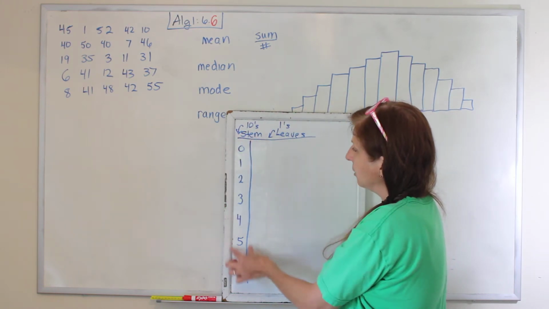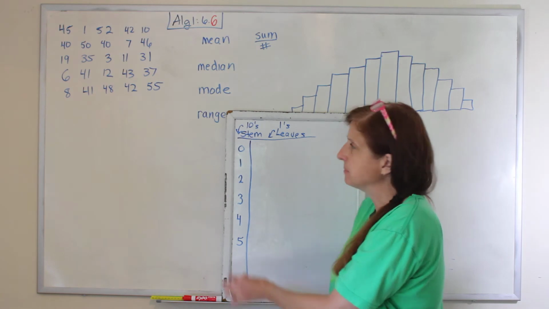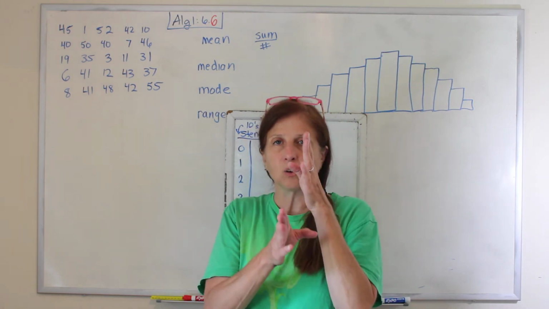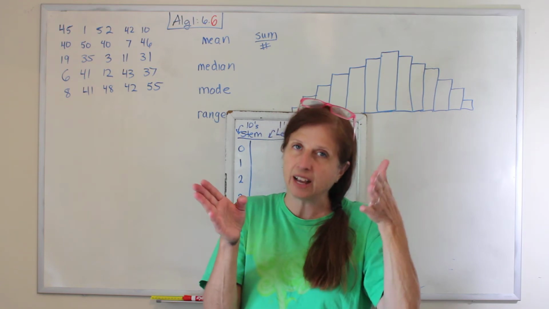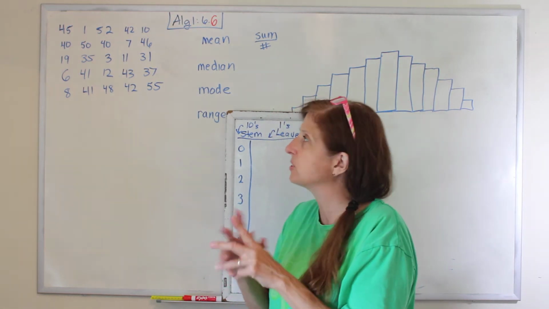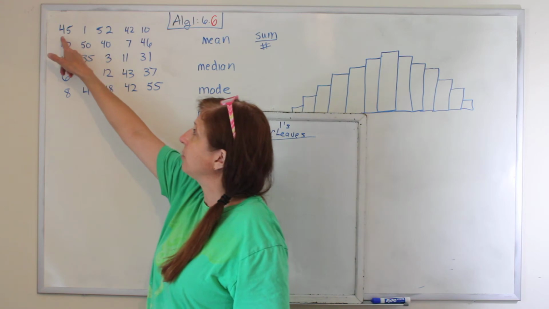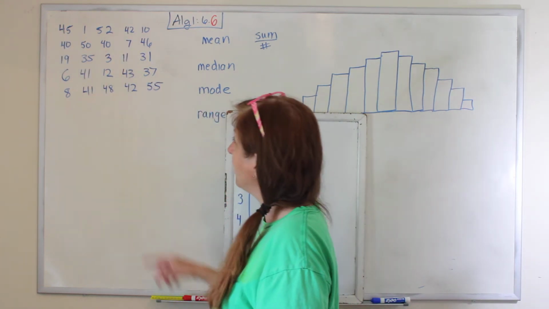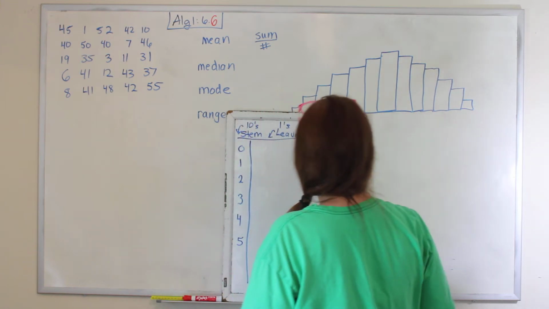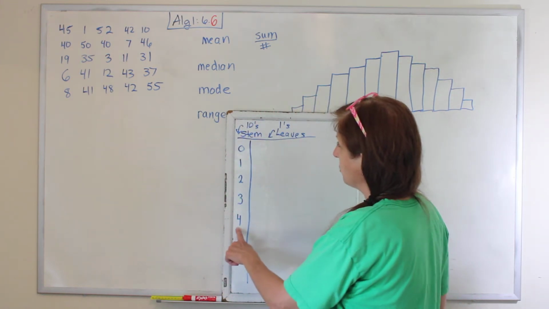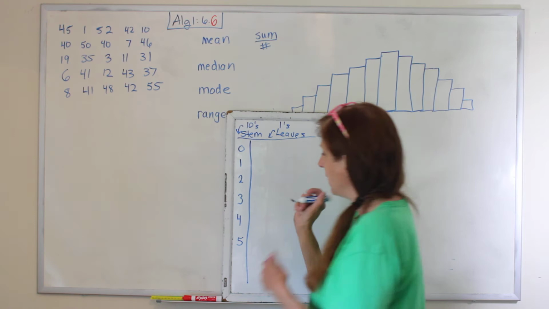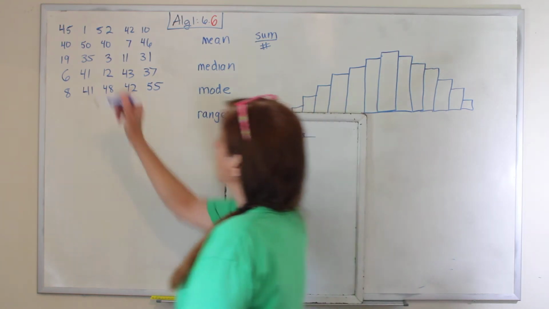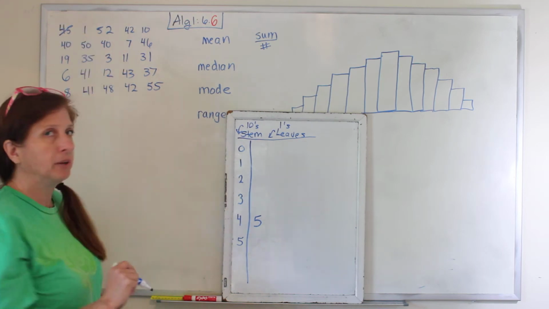On this column, I have what's called the stems, and they are the tens. Remember your place values, ones, tens, hundreds, thousands. Remember that from elementary school? So like on that number 45, 4 is in the tens place, and 5 is in the ones place. So I go to where the tens place is 4, and I'm going to put a 5 for 45, and I'm going to mark it out to be organized.